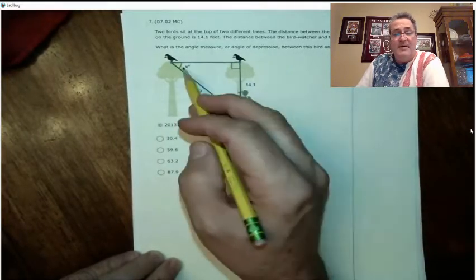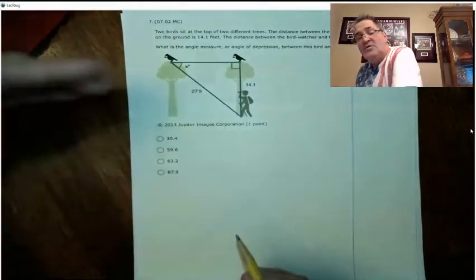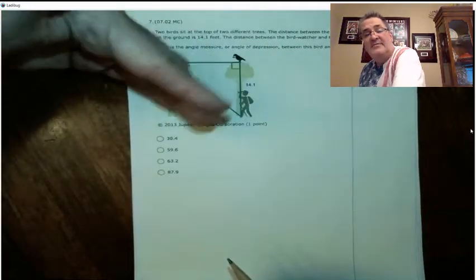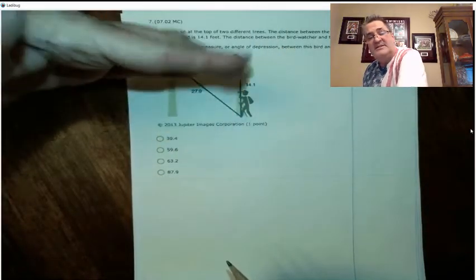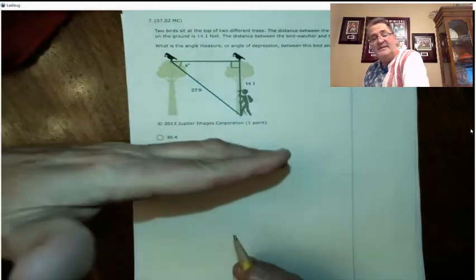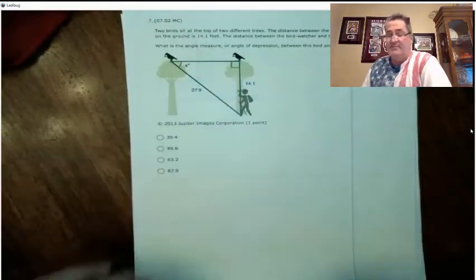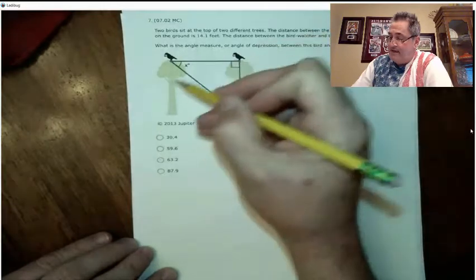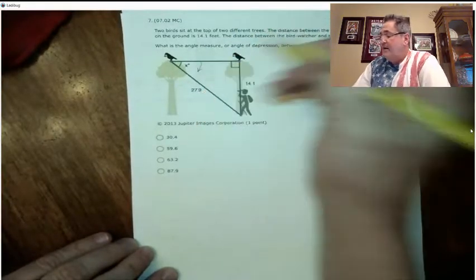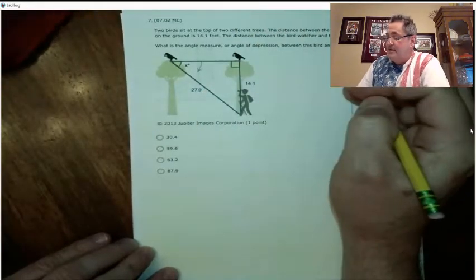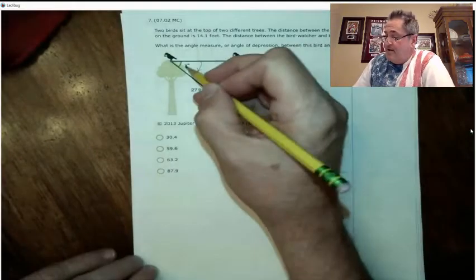So we're talking about this one up here. Since from the horizontal it's looking down, that would be depression. It's being depressed. If it was an angle going up, it's elevation, right? We would elevate the angle. But since it's going down, it's an angle of depression because it goes down between the bird and the bird watcher. So then let's find that angle.